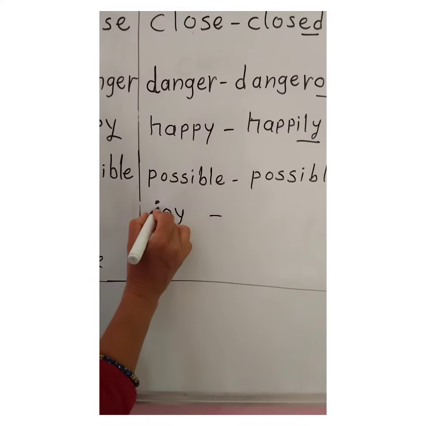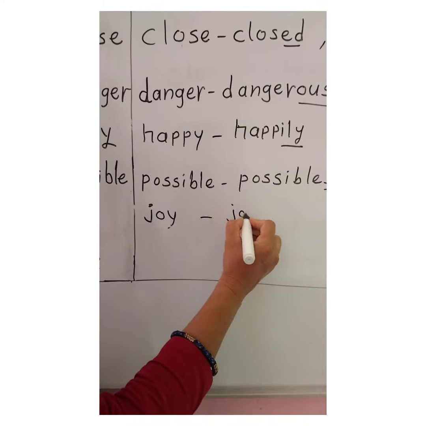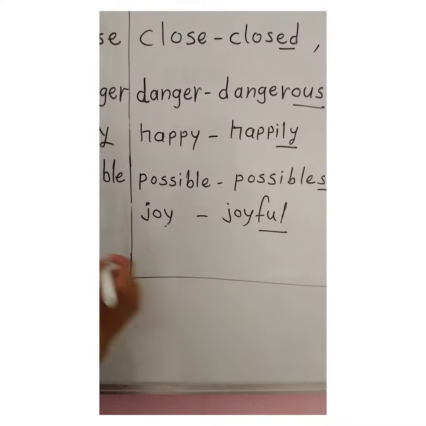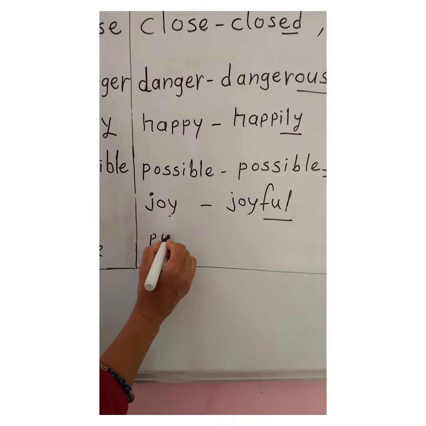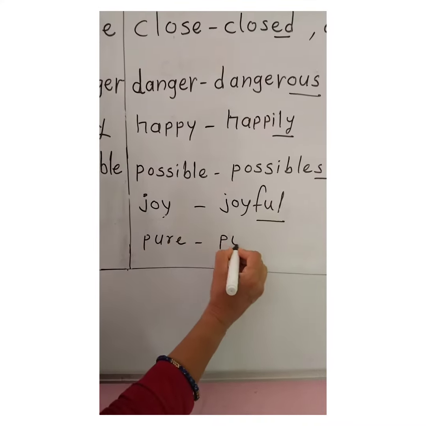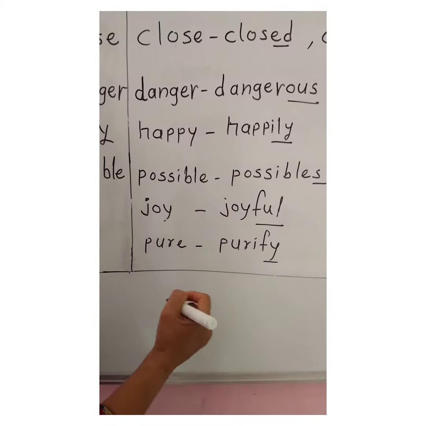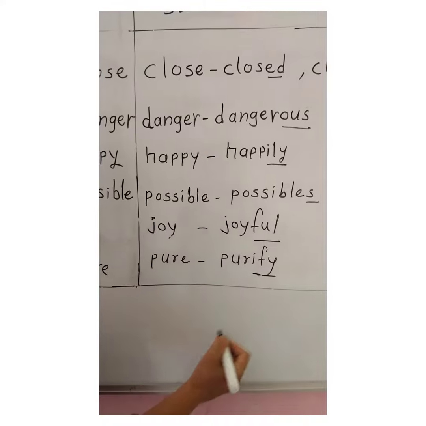Then joy. Next example is joy. Joyful. Here full is the suffix. Next example is pure. Purify. Here fy is the suffix to pure.